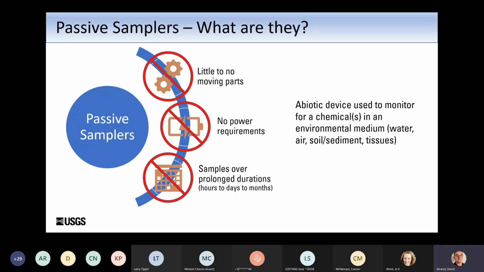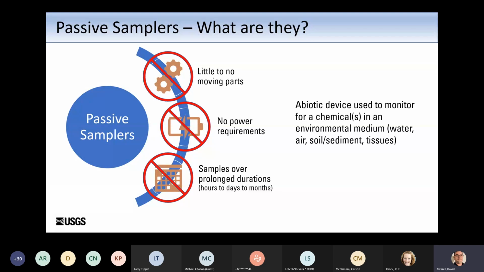Simply, it's an abiotic device that's used to sample chemicals from the environment. There's samplers that are designed for sampling almost any environmental medium: air, pore waters, sediments, surface waters, groundwaters. But typically, when you see these in the literature, people are generally talking about sampling of water and/or air. The devices are considered passive because they have little to no moving parts.